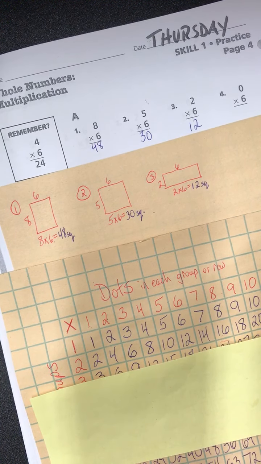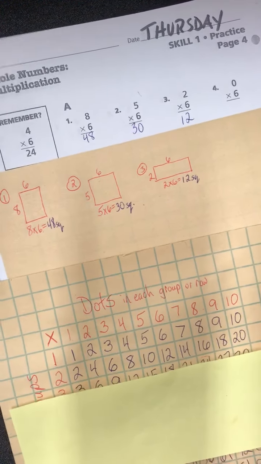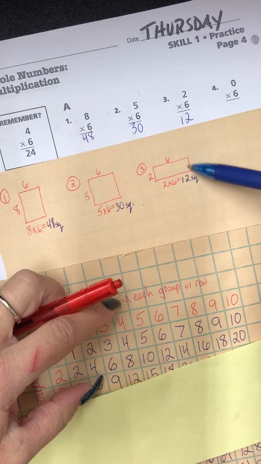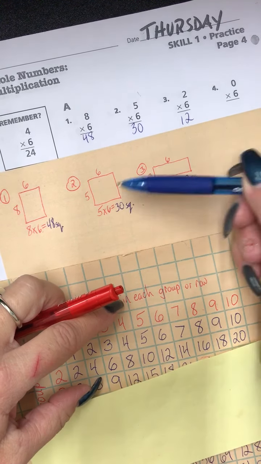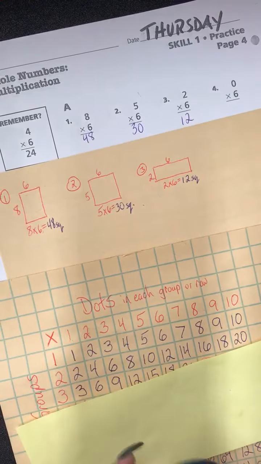I'm sorry, say that again? I said that's why it's called area. That's why it's called area, yes. Because you want to know how many squares it takes to fill this area. And the area can be different sizes.